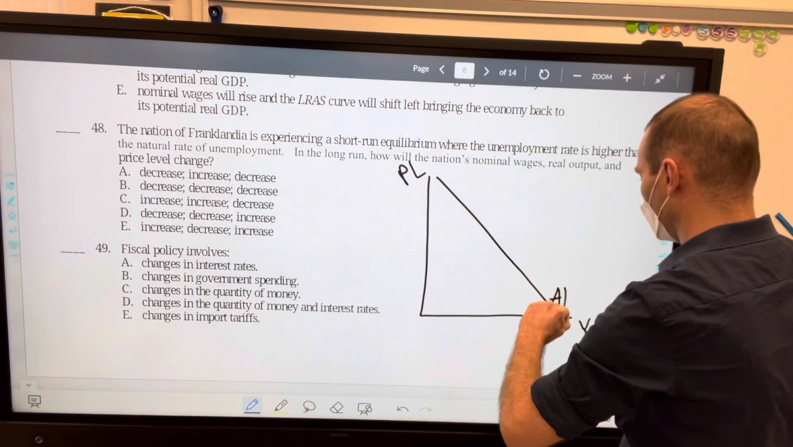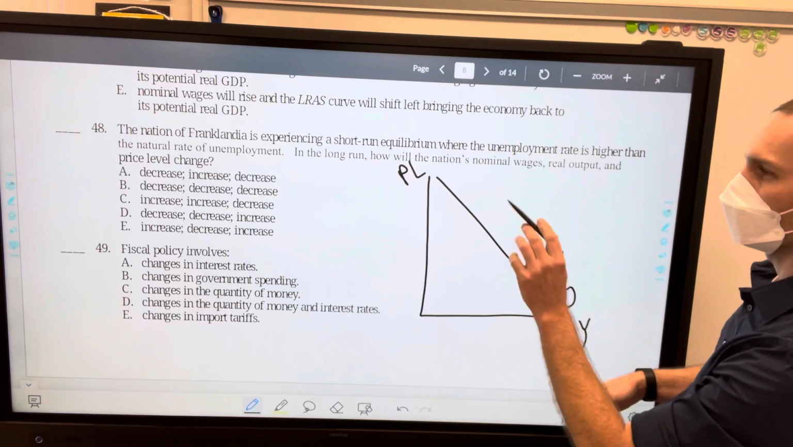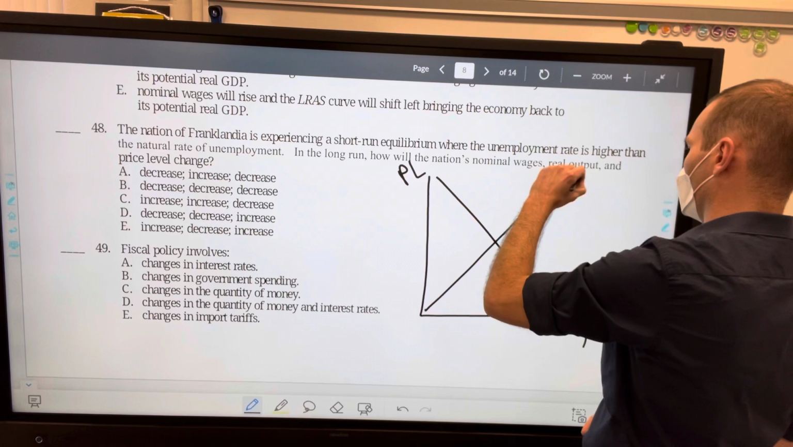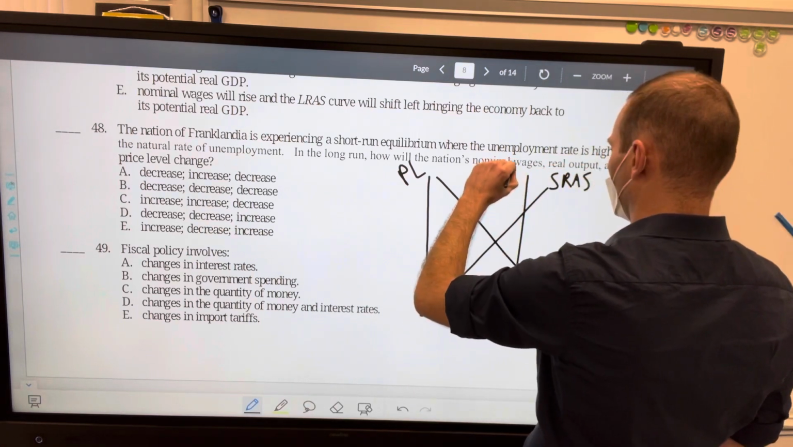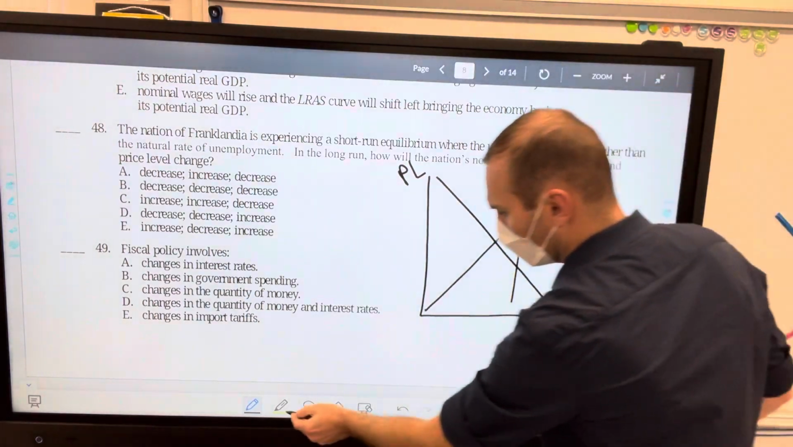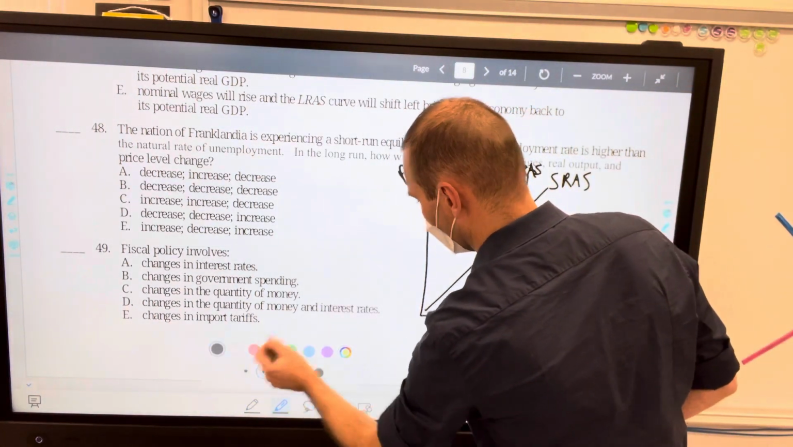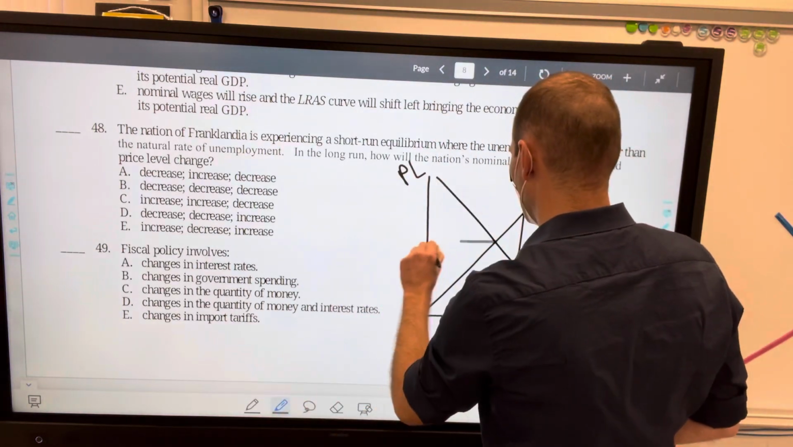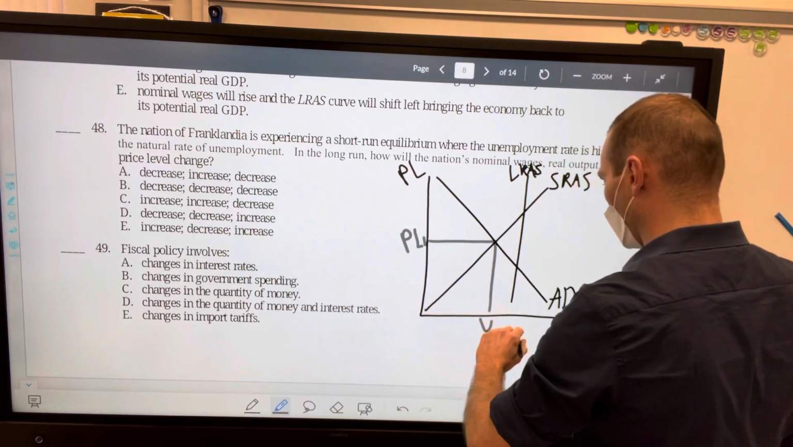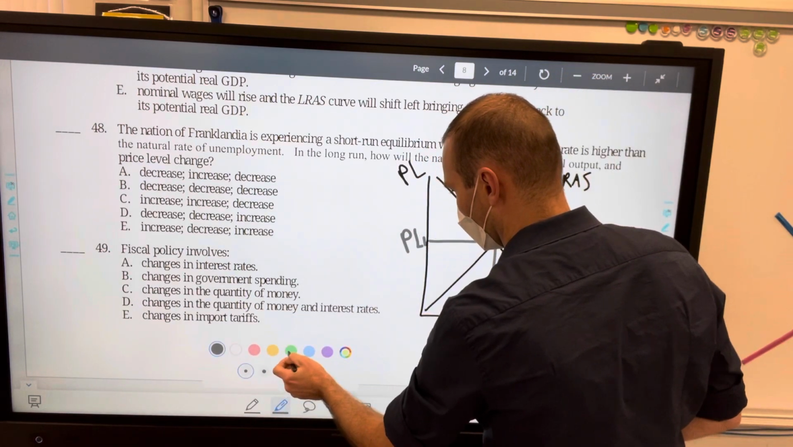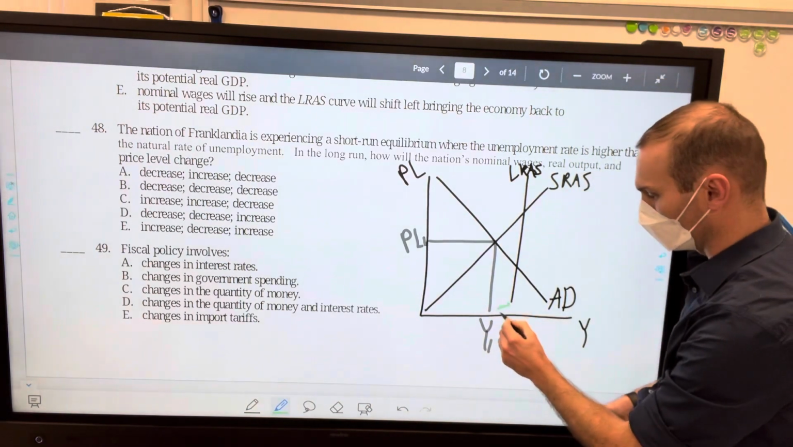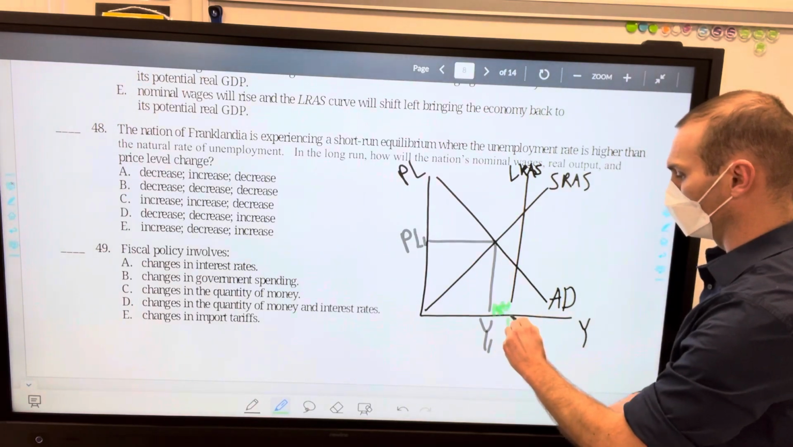We have A, D, and we are unemployment rates higher, so we're going to have long run. Okay, so if we're producing right about, make that small. If we're right here at price level 1 and output 1, we know that we also have potential output right here. So we've got this recessionary gap, and we want to fill this gap.